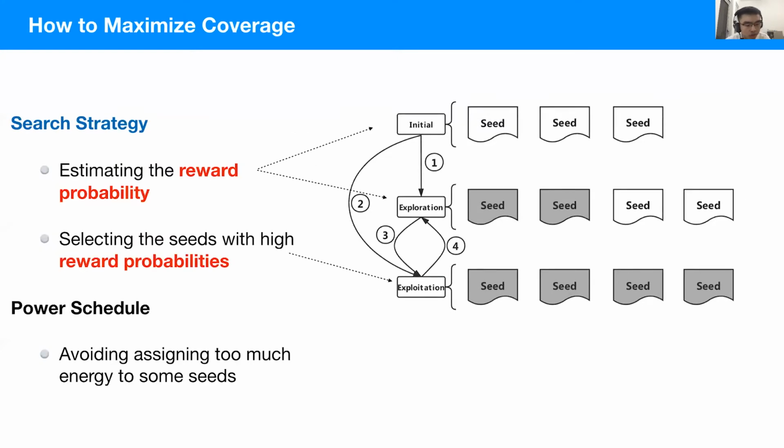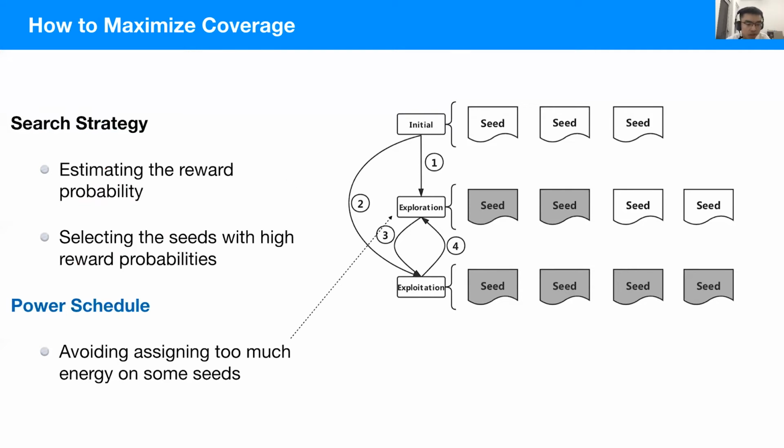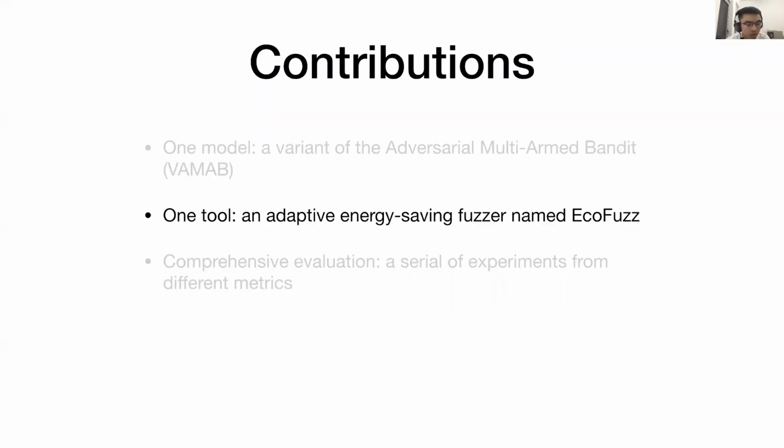According to the three states, we point out how to maximize path coverage in different states. For improving the search strategy, CGF should estimate the reward probabilities of each seed by testing them in the initial and exploration states, and select a seed with high reward probability in the exploitation state. For the power schedule, it is better for CGF to avoid assigning too much energy to some seed in the exploration state. After explaining our model, we introduce our tool, EcoFuzz.